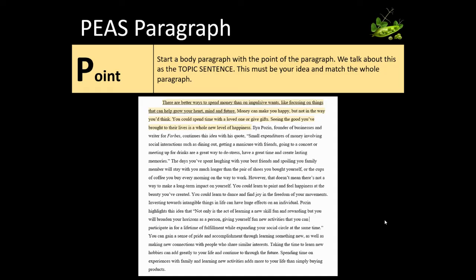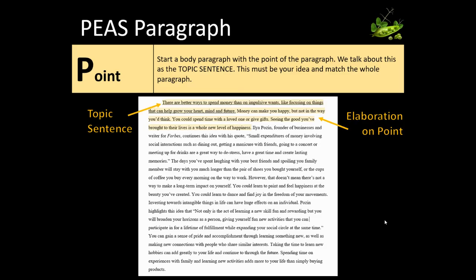So the point. The point is at the very beginning of a body paragraph. You start a body paragraph with the point of it. We talk about this as a topic sentence, and this must be your idea and match the whole paragraph. So don't start with a quote. If you're starting a paragraph with a quote, you have a really good hint that something didn't go right because you know that it isn't your idea. So you have to back up and tell us the point of it all before you throw in any evidence.